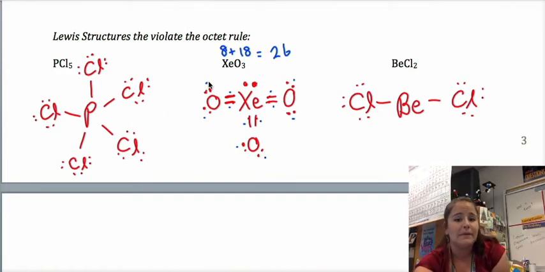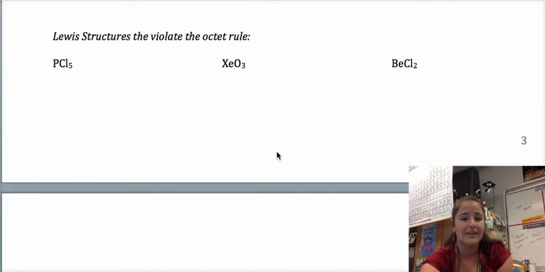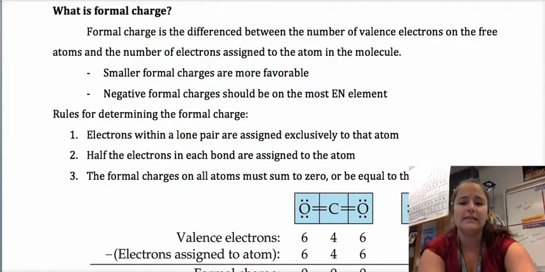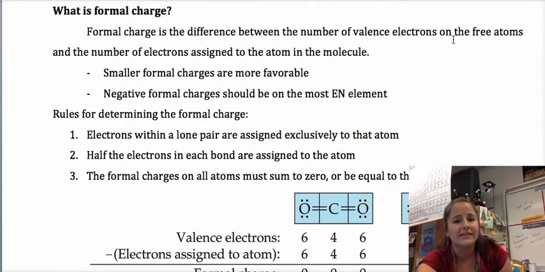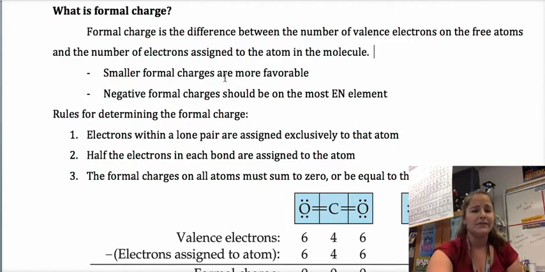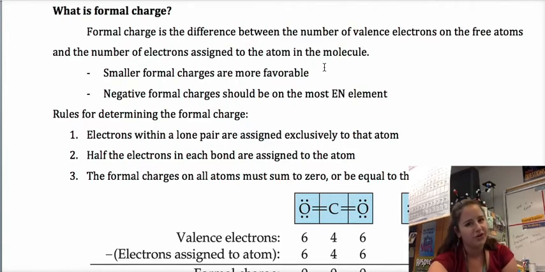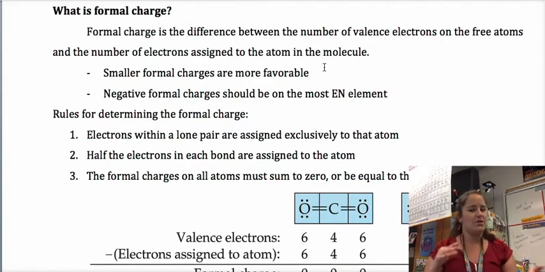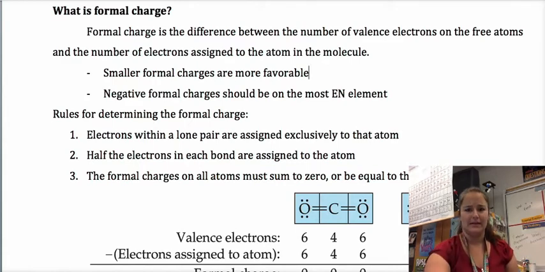Now there's one more step to the Lewis structures, one more thing that can help us figure out the Lewis structure, and that's formal charge. So let's talk about formal charge. What formal charge is, ooh, there's a typo there, is the difference between the number of valence electrons on the free atoms, okay, so the atoms just as they are on the periodic table unbonded, and the number of electrons assigned to the atom in the molecule. When you have smaller formal charges, that's going to be a more favorable arrangement of the atoms. And anytime you have negative formal charges, that should be on the more electronegative element. Okay, this will make more sense once we do some examples.